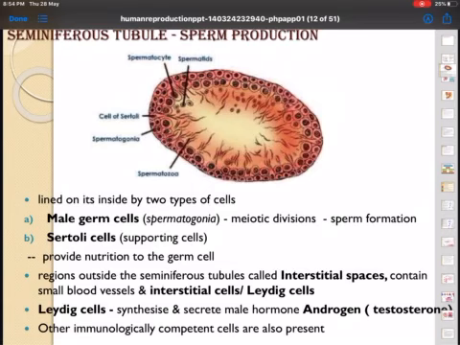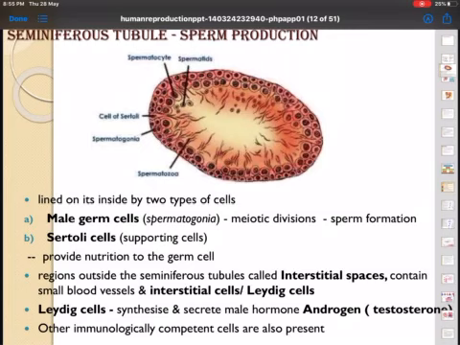normally we call sperm. A sperm is a male germ cell. So this is formed because of meiosis. Spermatozoa are formed from spermatogonia due to meiosis. And the Sertoli cells that we are able to see here are supporting cells, and they provide nutrition to the growing spermatogonia or spermatozoa.